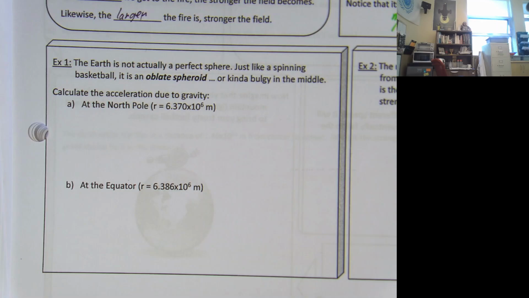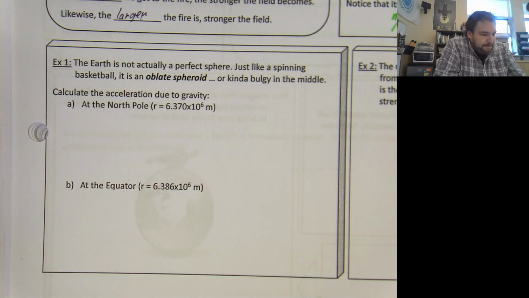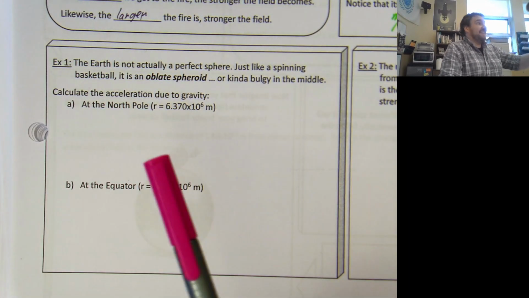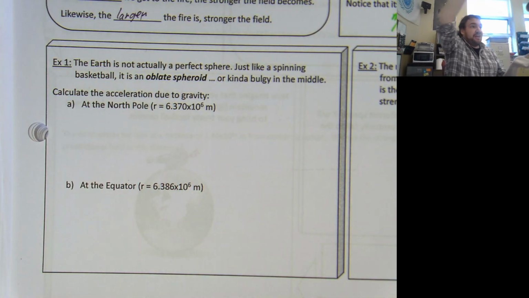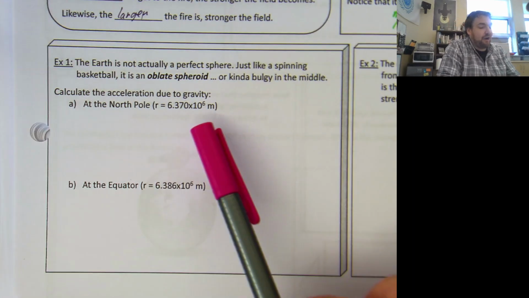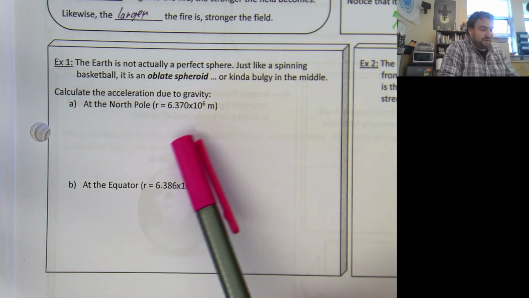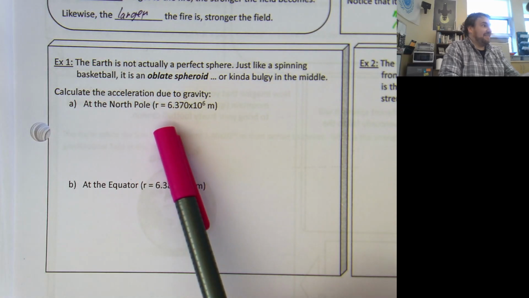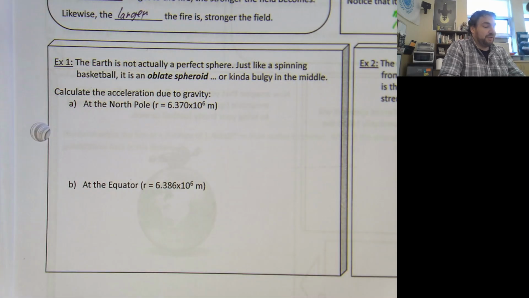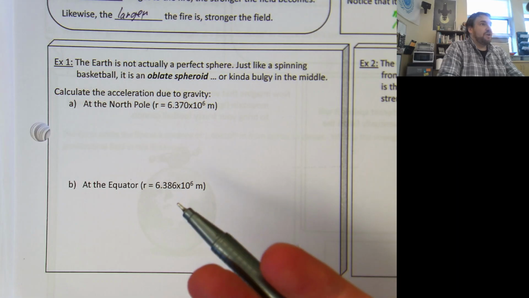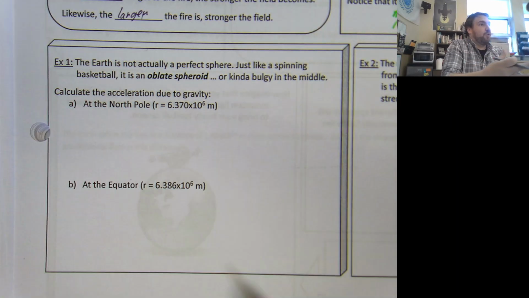It's called an oblate spheroid. We don't notice it because the Earth is so large, but it's there. So the Earth is fatter around the middle and thinner at the poles, so we can calculate the gravitational field strength at the North Pole and at the equator and compare them to each other. That's what this example is asking us to do. Earth is chubbier at the middle, so there's more Earth there.